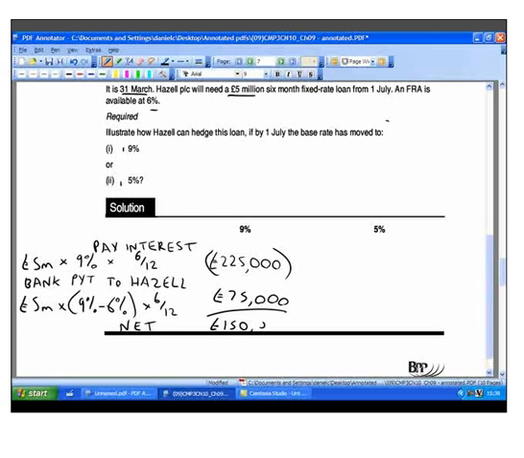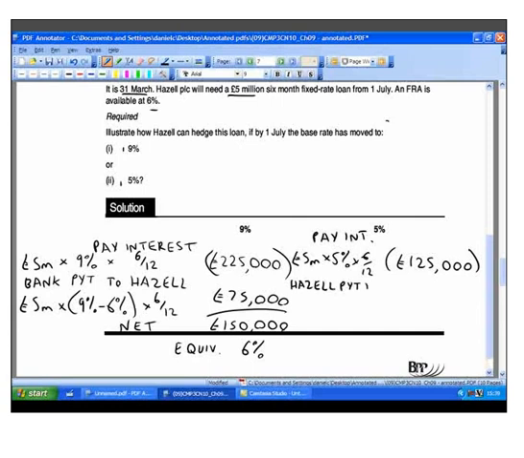If, on the other hand, base rates have gone down to 5%, then again they're going to pay interest, and it's now going to be 5 million times 5% times 6 over 12. They're going to be paying interest of £125,000. Now, because the base rate has gone below the FRA rate, Hazel is actually going to make a payment to the bank. And the amount they're going to pay them will be 5 million times the difference between 6% and 5% times 6 over 12. So Hazel is going to pay the bank £25,000, as well as the interest they're paying on their loan.